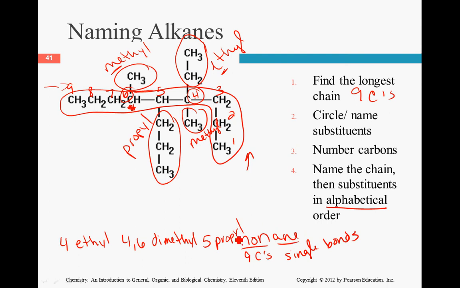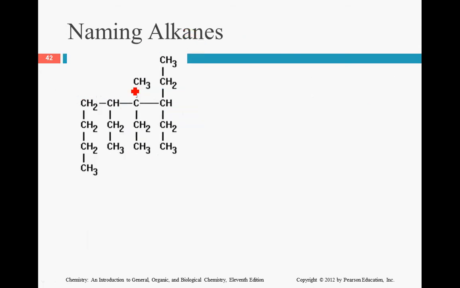So figure out your longest chain, figure out what the substituents are, and then number them according to what gives you the lowest number for those substituents alphabetically. Alright, we are going to keep going. Find the longest chain. I'll give you a minute to think your way through this.